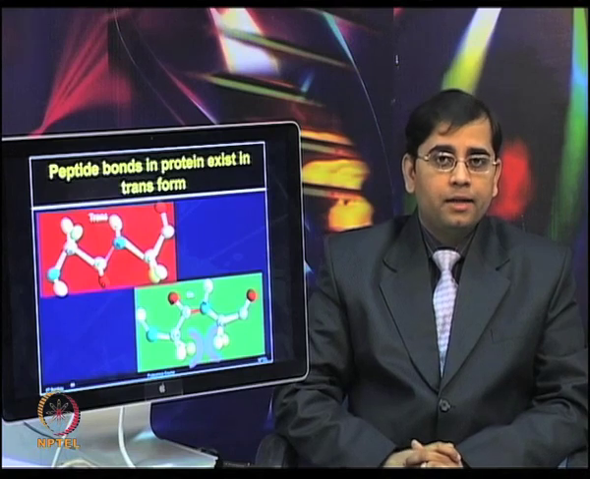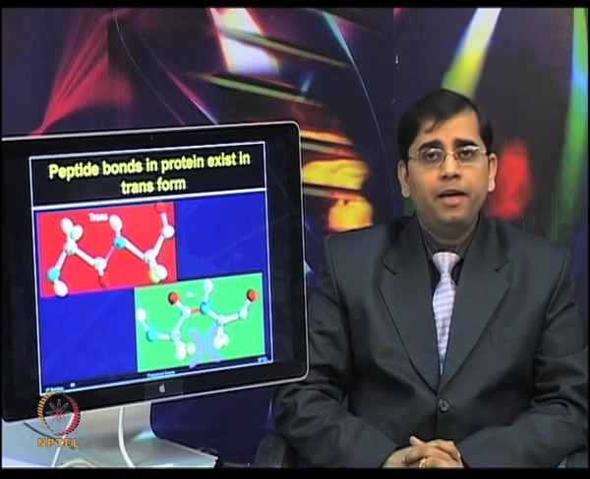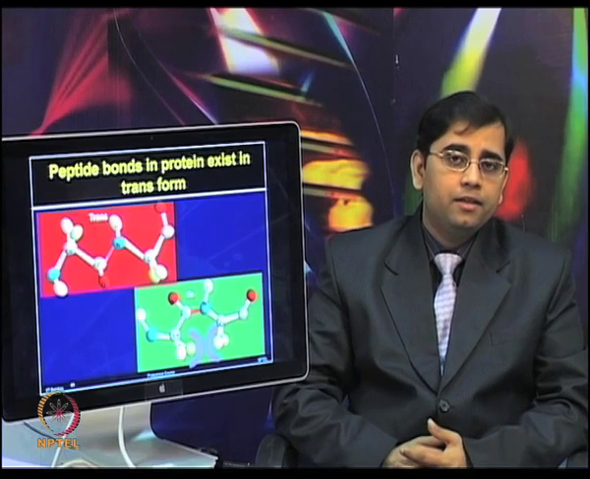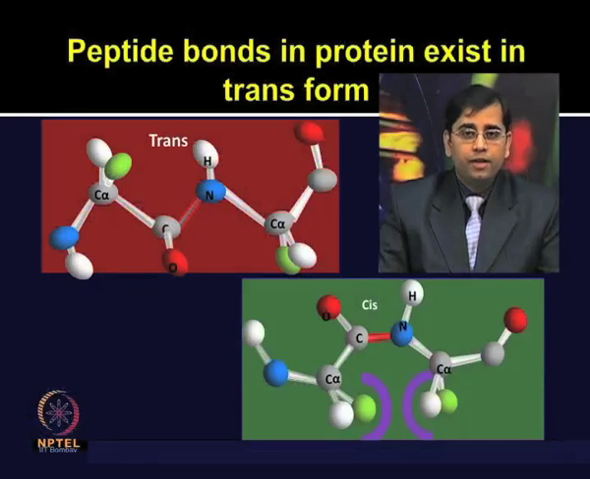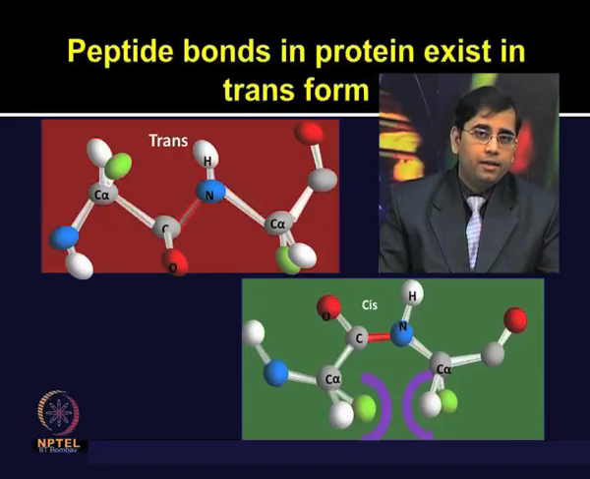Now, there could be 2 forms, the cis form and the trans form, but peptide bonds in proteins exist in the trans form. If you see the top panel, in the trans configuration, there are two C alpha atoms on opposite sides of the peptide bond. This configuration allows fewer steric clashes, whereas if you look at the bottom panel, in the cis configuration, there are two alpha carbons on the same side of the peptide bond. So, there is more probability of having steric clashes. Therefore, peptide bonds in proteins exist in the trans form.